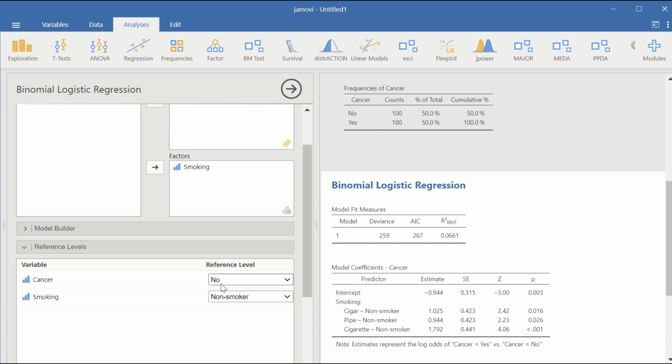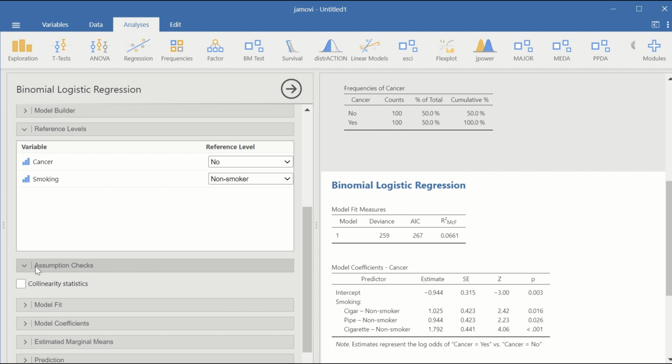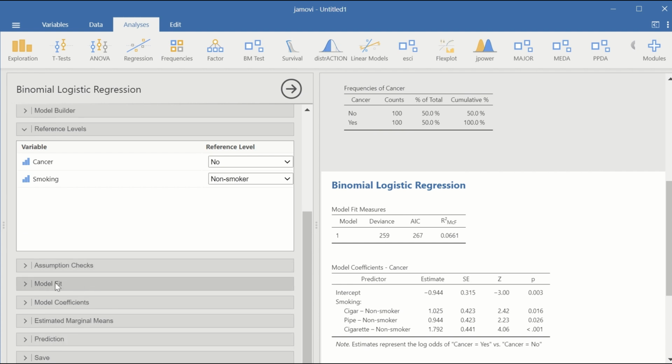So comparison will be to the individual with no cancer. For smoking, there are 4 levels. We can select any of these as a reference group to compare to. We'll stick with the non-smoker as a reference group. Assumption checks, we will not look at at this stage.